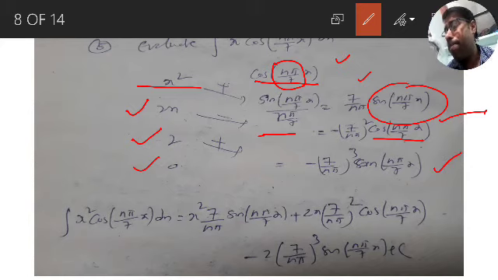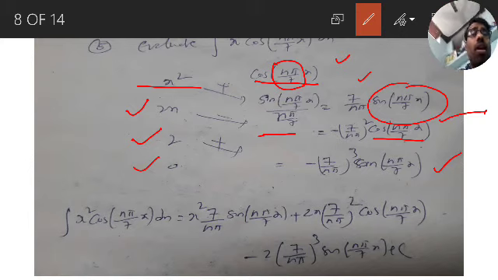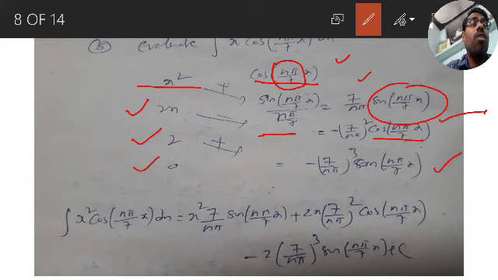Cross multiply. So you will get x square into 7 by n pi into sin of n pi by 7x plus 2x into 7 by n pi whole square into cos of n pi by 7x minus 2 into 7 by n pi whole cube into sin n pi by 7x plus c. This is my fifth problem.